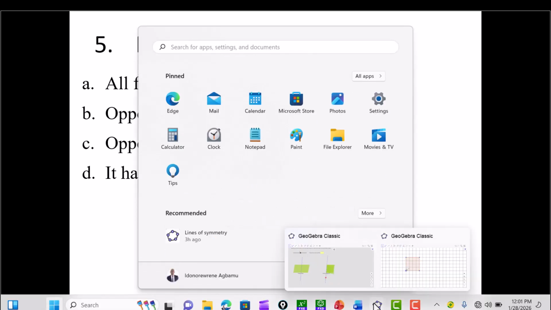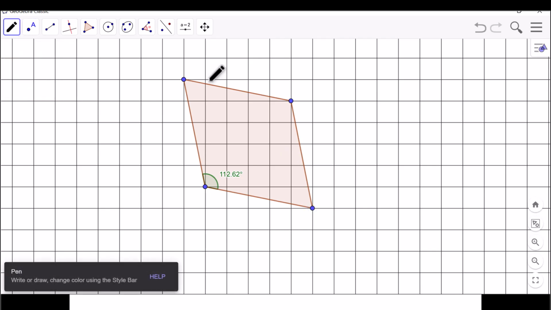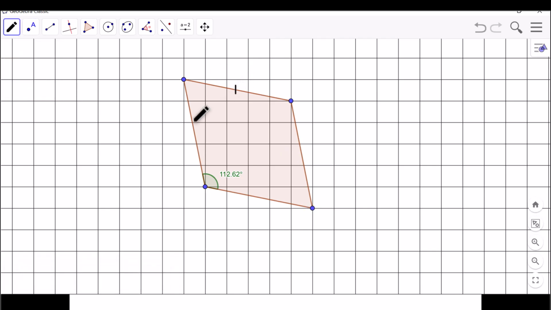So for rhombus, this is a square. If you want to show rhombus in this square, just pull these two ends like this, pull this like this, pull this like this. So this is a rhombus. It's a kind of a square that is being slanted. You can see that from square, I just slant it a little. So it forms a rhombus. So all the four sides, they are equal. So in rhombus, all these sides, they are all equal. All these sides, they are all equal.